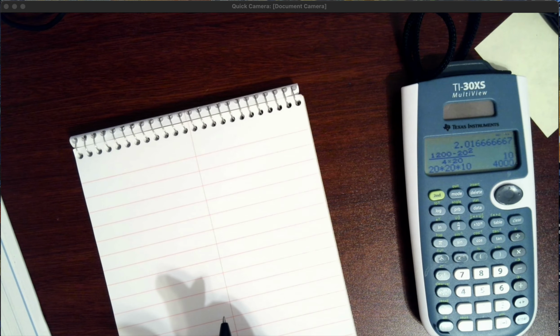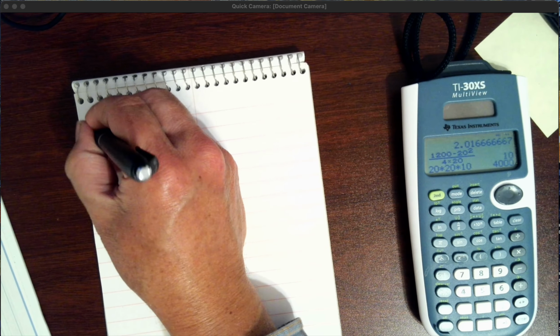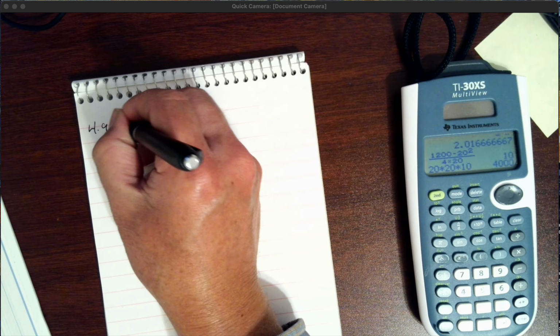All right, and let's do an antiderivative. Let's try 4.9, number 65.